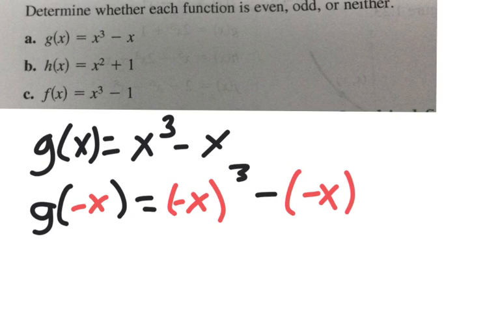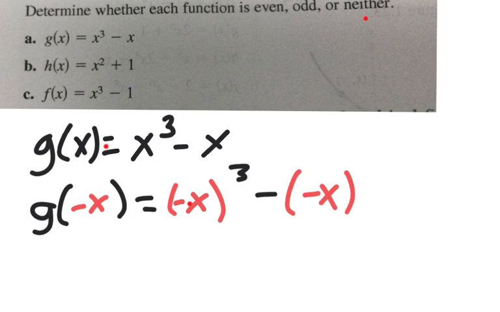Now we simplify it to see what it's going to look like. If it looks exactly like this, it's even. If both signs are different, it's odd. If neither one of those things happens, it's neither. Okay? So let's watch what happens here.